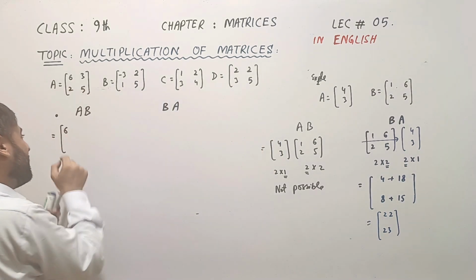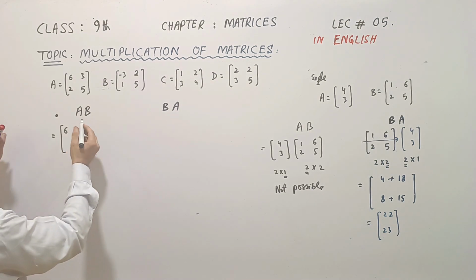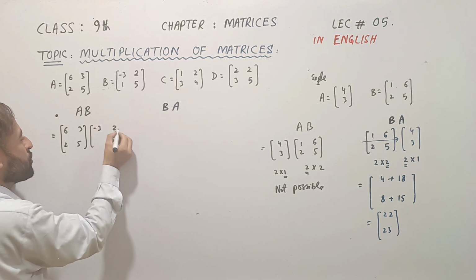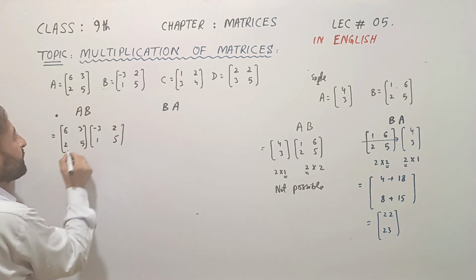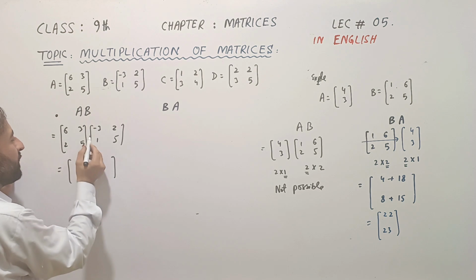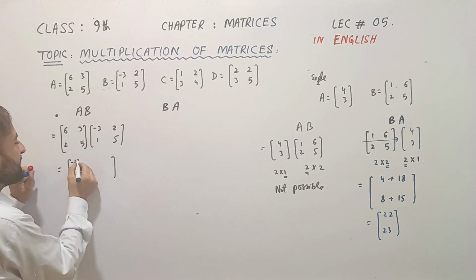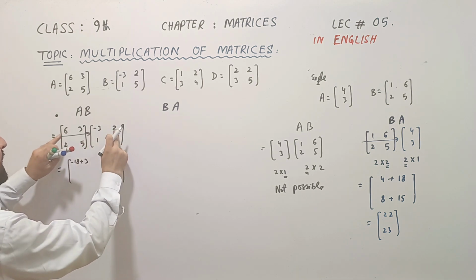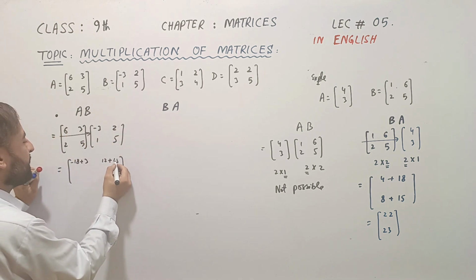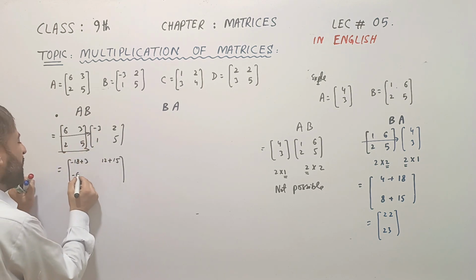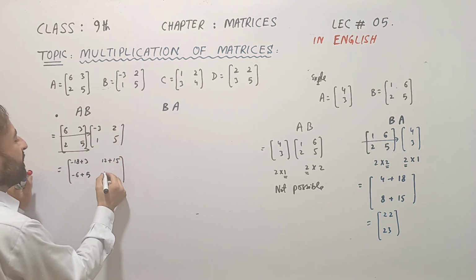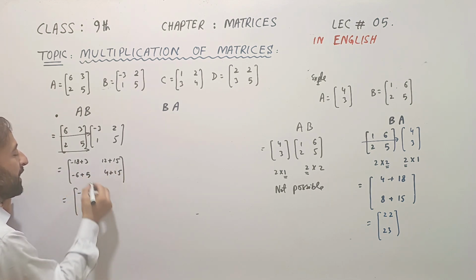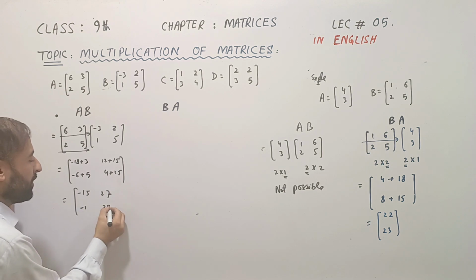Likewise, in this example, AB: 6, 3, 2, 5 is matrix A. This is matrix B, minus 3, 2, 1, 5. Multiply them, my sweet students. First row, first column, minus 18 plus 3. I hope you know how to multiply them. First row, second column, 12 plus 15. Second row, first column, minus 6 plus 5. Second row, second column, 4 plus 25. This is minus 15, 27, minus 1, 29.